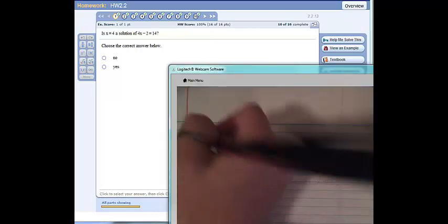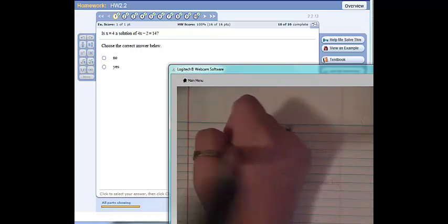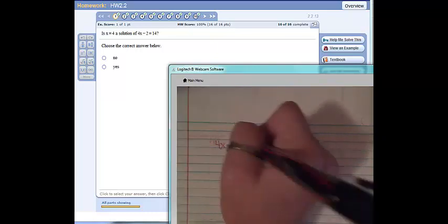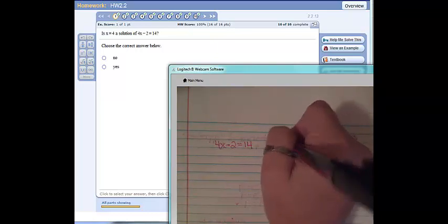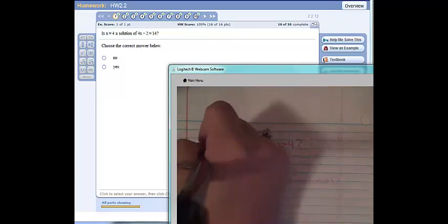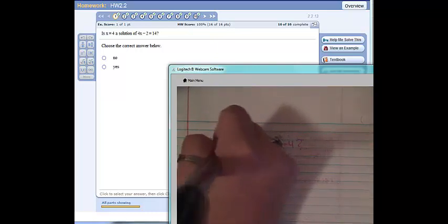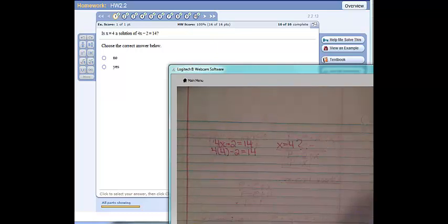Okay, so we're given an equation. We're given 4x minus 2 equals 14. And we are asked whether or not x equals 4 is a solution. So we don't know if that's actually going to work. So again, what we're going to do is anywhere there's an x, we're going to plug in our 4. So we have 4 times 4 minus 2 equals 14.